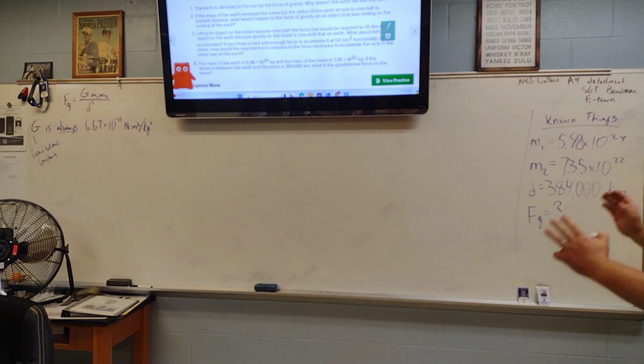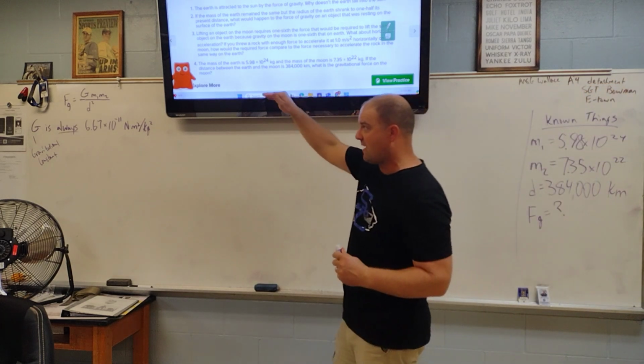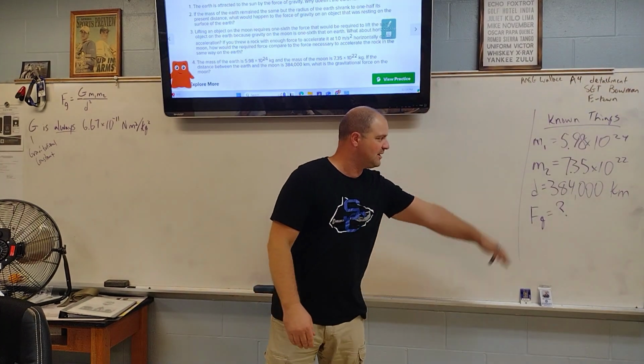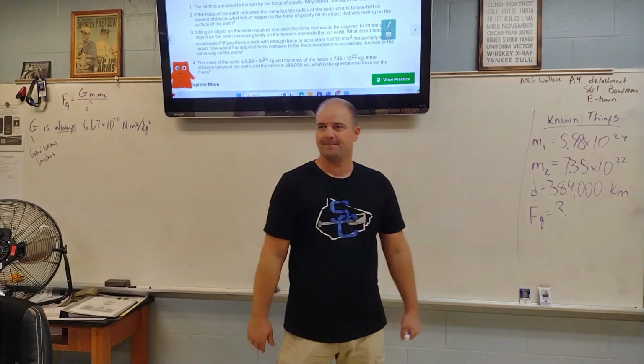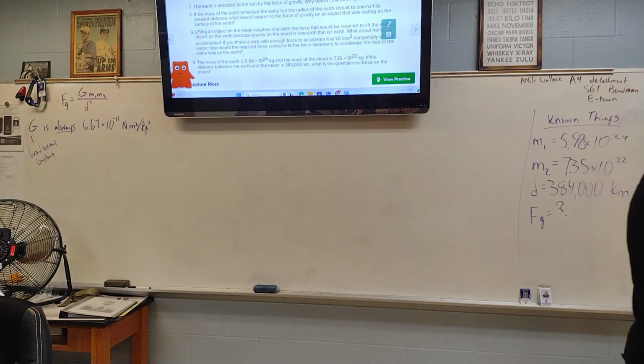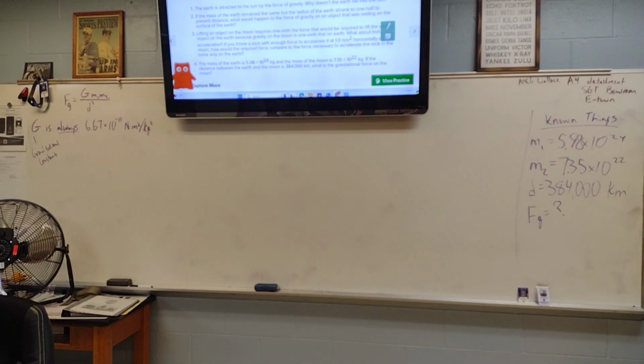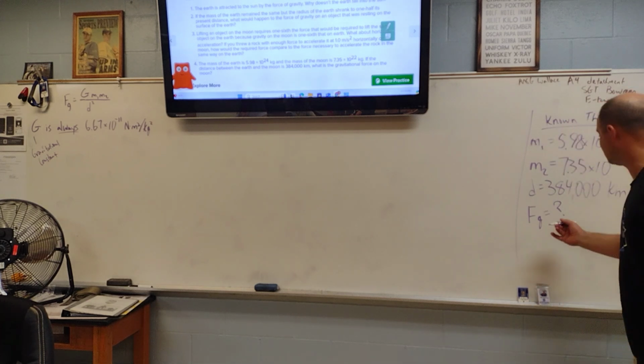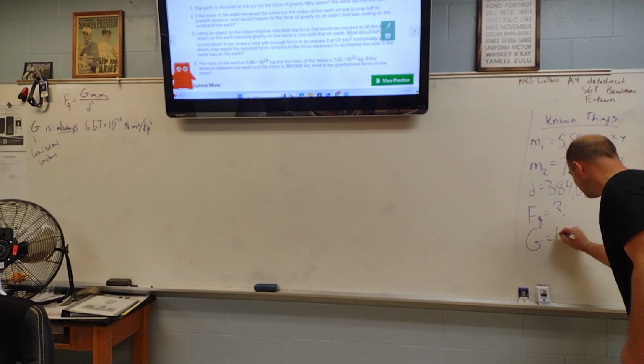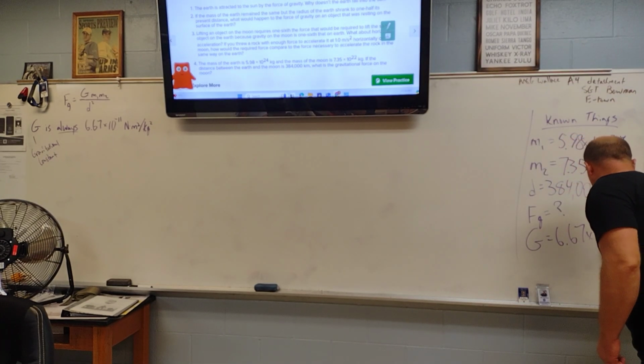Now, is there anything else that we will use in our formula that I haven't put in our known things? Gravitational constant. Constant. There we go. And that was 6.67 times 10 to the negative 11.